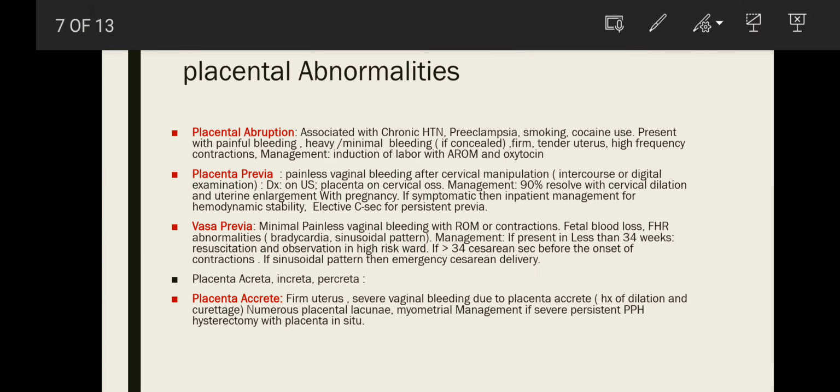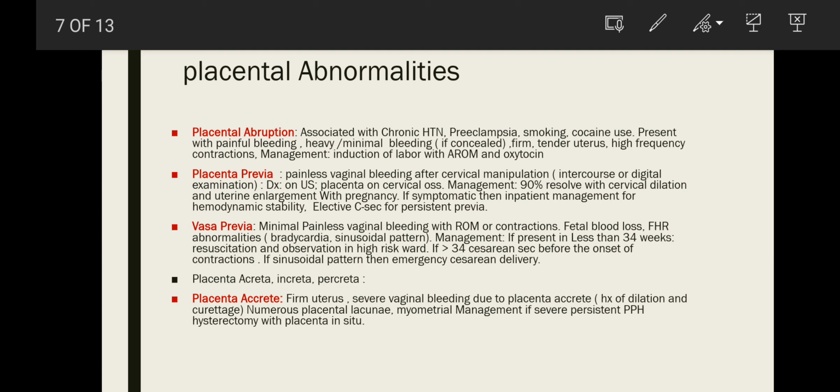Next is placental abnormalities, and first one is placental abruption. It's basically associated with certain conditions like constriction of the placental vessels, which results in ischemia of the placental vessels and sudden abruption. Conditions like chronic hypertension, preeclampsia, smoking and cocaine use are all associated with placental abnormalities like placental abruption. It's very painful.